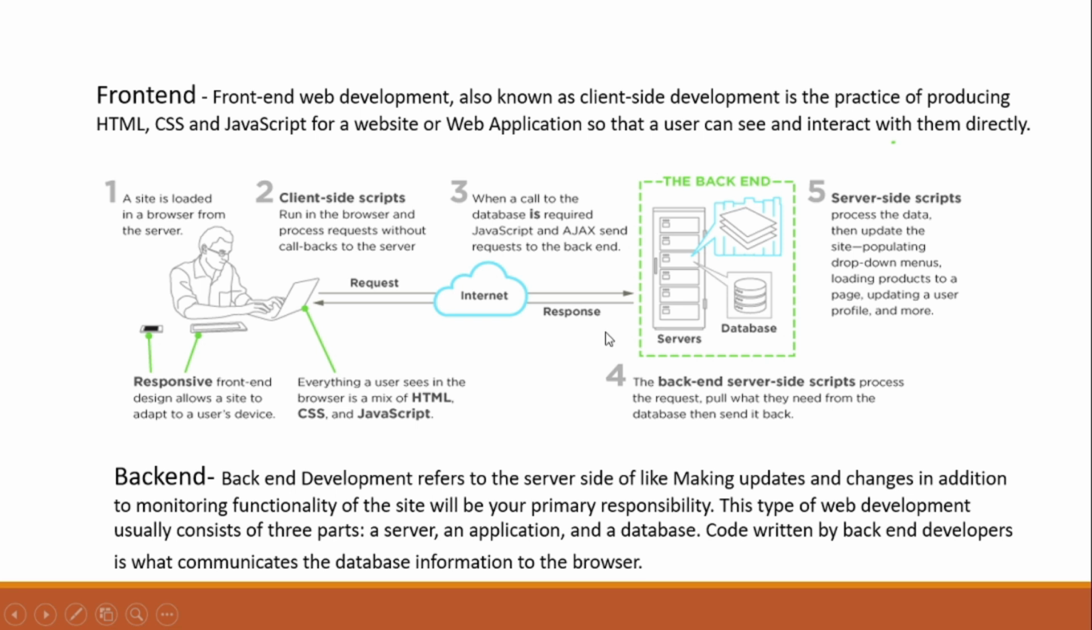Like here, HTML, CSS, and JavaScript are used for a website or web application, so that the user can see and interact with them directly. So this is how it works. Like a user is putting some data in a Google form. When he hits enter, submitting the form, that data is sent to the backend, and the backend sends that data to the databases. So this request and response happens through this sequence.